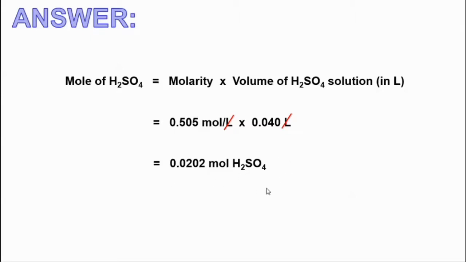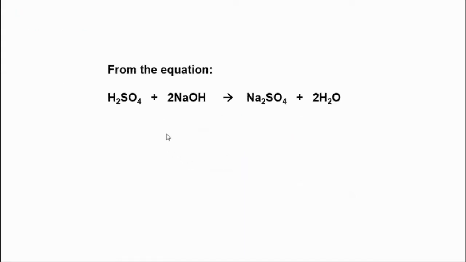So this is the amount of moles of sulfuric acid used in this reaction. And then we are going to look back at the equation given. From the equation, 1 mole of sulfuric acid reacts with 2 moles of sodium hydroxide.